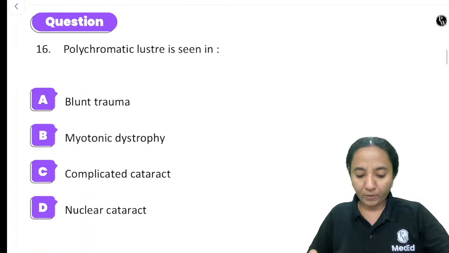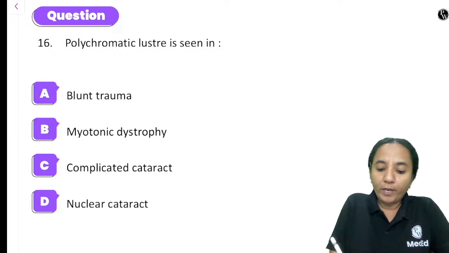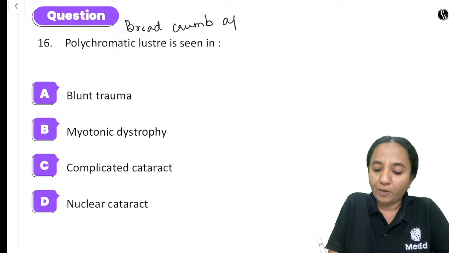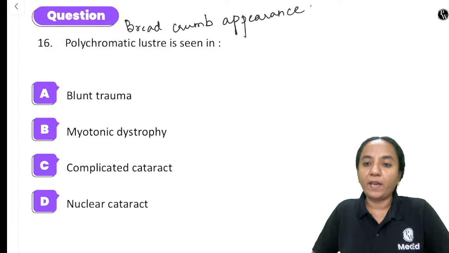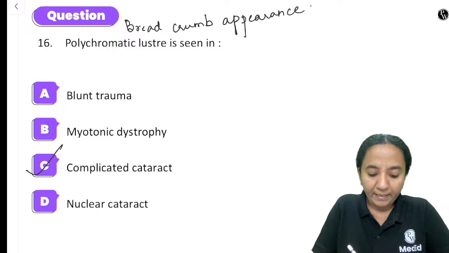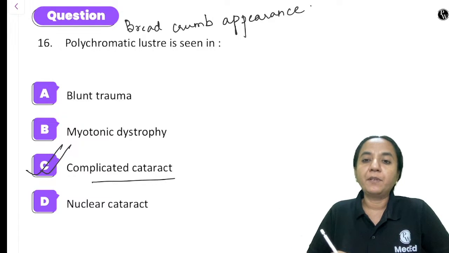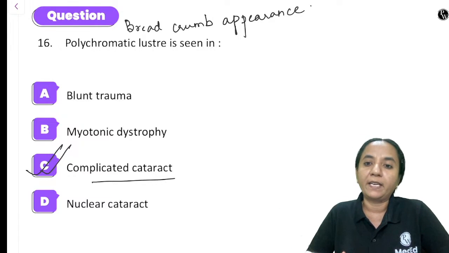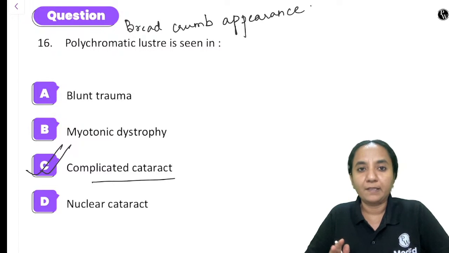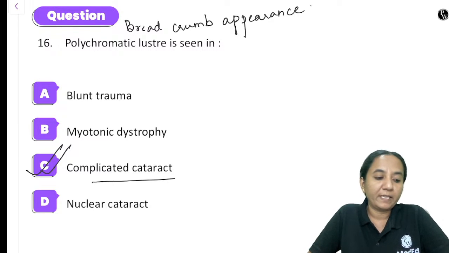Okay, chalo, let's go to the next question. In which type of cataract do we get to see polychromatic luster? So polychromatic luster, also breadcrumb appearance, a granular appearance, and multiple colors which are called polychromatic luster. Where are they seen? They are typically seen in complicated cataract, that is cataract due to other ocular diseases, like for example cataract due to chronic uveitis, etc. So breadcrumb appearance and polychromatic luster are typically described in complicated cataract.